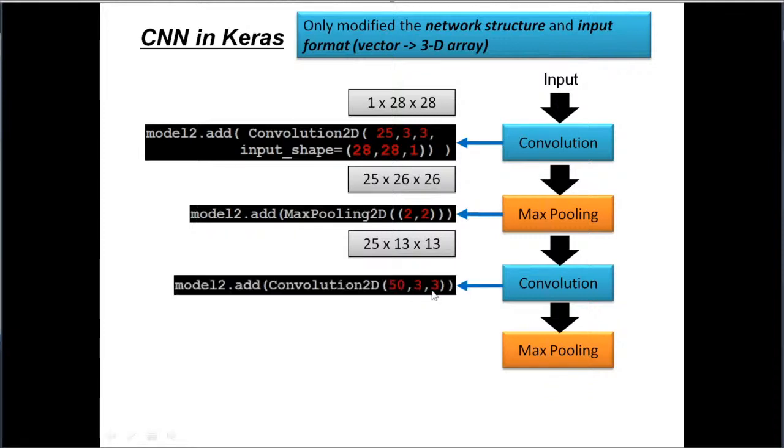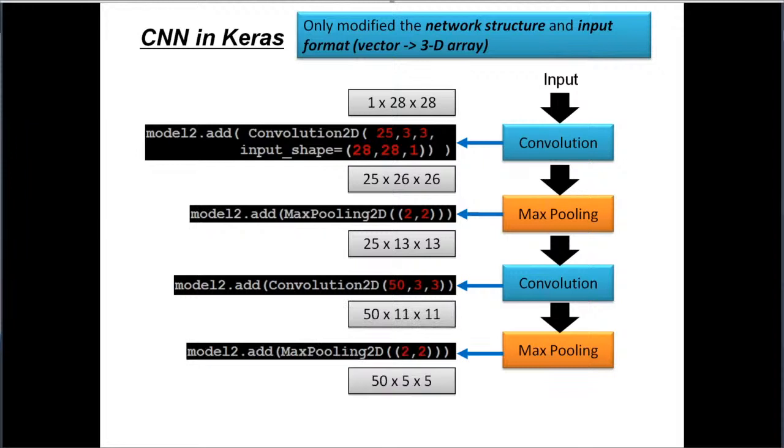For convolution, I require filters. How many filters are you providing? 50 filters of 3x3. So what will happen? The image size is 13x13, so now you get 50 into 11x11. Then again, max pooling is applied for downsampling to 5x5. And then finally, you will have flatten.